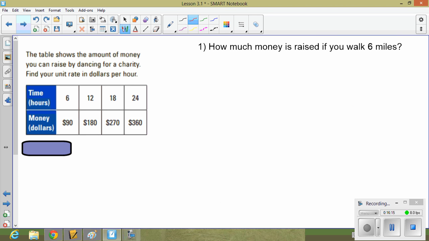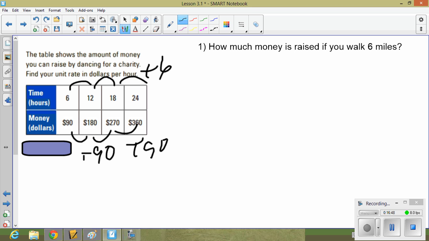All right. Finally, a table shows the amount of money you can raise by dancing for a charity. Find your unit rate in dollars per hour. Remember, for every 6 hours, you raise $90. So if I go another 6 to 12 hours, I increase another 90. I increase another 6 hours to 18, I increase another $90. So the pattern up here is plus 6, and the pattern on the bottom is plus 90, and plus 90.